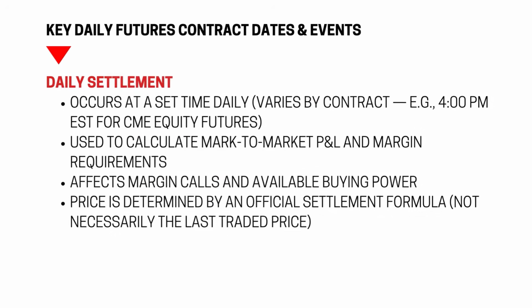Some other key date terminology you need to know. Firstly, daily settlement. Well, that occurs at a set time daily, which can depend on the contract, but it's, for example, mostly 4 p.m. EST for CME equity futures. And this is used to calculate mark-to-market profit and loss and margin requirements, and can affect margin calls and available buying power on your trading account. And the price is determined by an official settlement formula, not necessarily the last traded price.